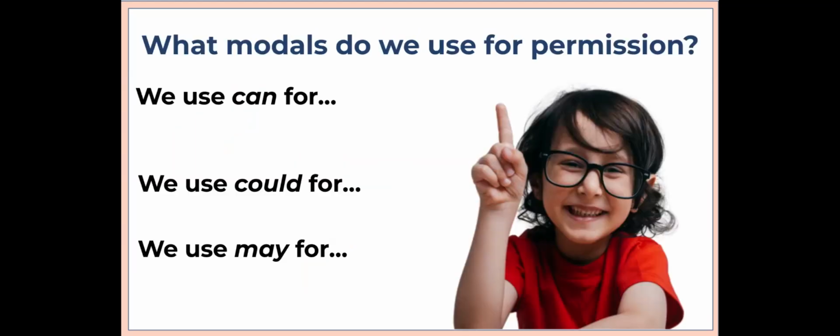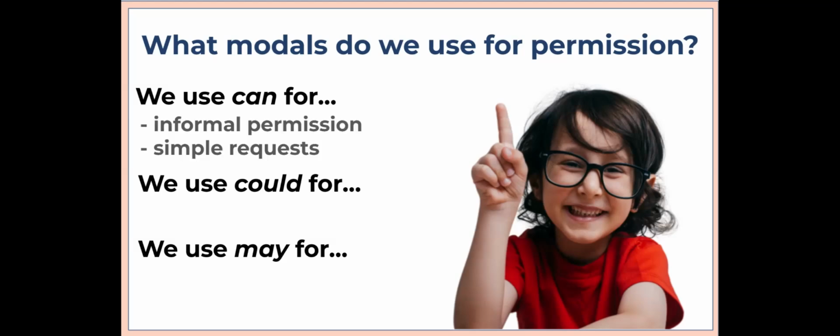So what modals do we use for permission? We use can, could, and may in different situations. We use can for informal permission or simple requests. Informal permission means I'm asking somebody that I'm very familiar with, somebody that I know well. This could be a friend, my brother or sister, coworkers that I know well, or classmates that I know well. Simple requests would be something that is pretty easy for them to do for us, like give us a pencil or pass us a plate.